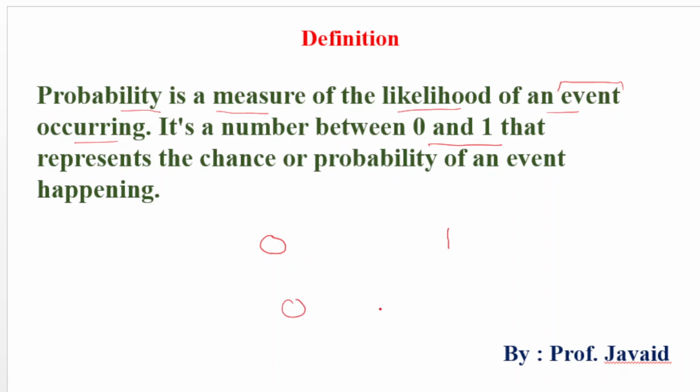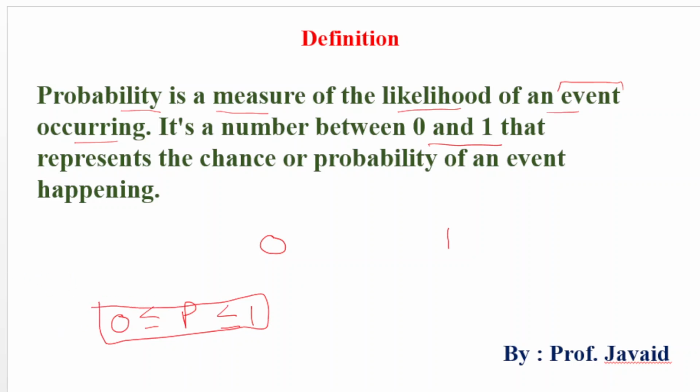Or you can write it like this: probability is greater than or equal to 0 and less than or equal to 1. You can say it like this, greater than or equal to 0 and less than or equal to 1. Basically, this is the rule or property of probability.